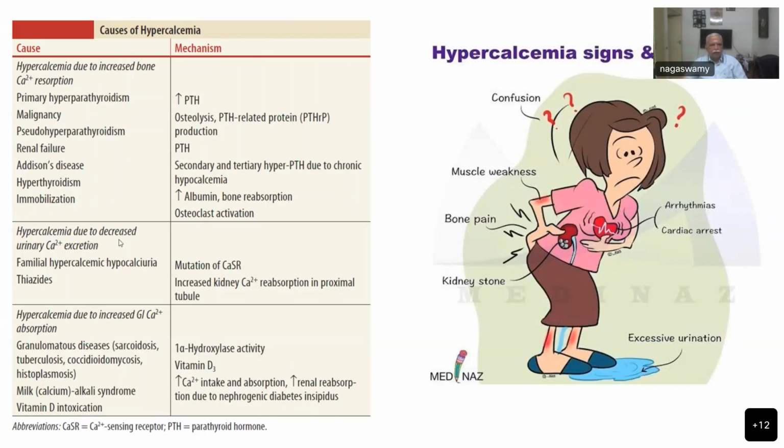And hypercalcemia due to decreased urinary calcium excretion. That can be in familial hypocalciuric hypercalcemia, and thiazides. And this is due to the GI tract. So these are the three locations. From the bone, more calcium can be resorbed, or it can be by decreased excretion by the kidney or increased absorption from the GI tract. So it is very easy to remember the mechanism of how calcium levels can go up and the various categories or causes for them.